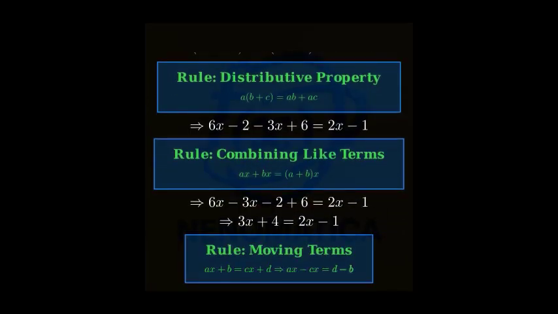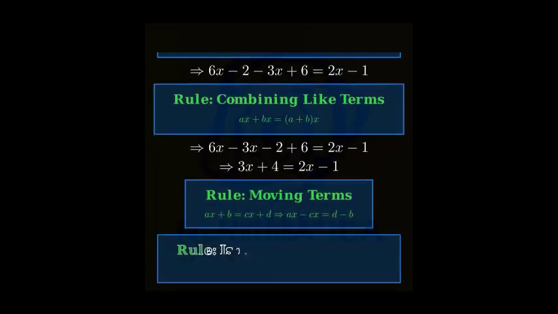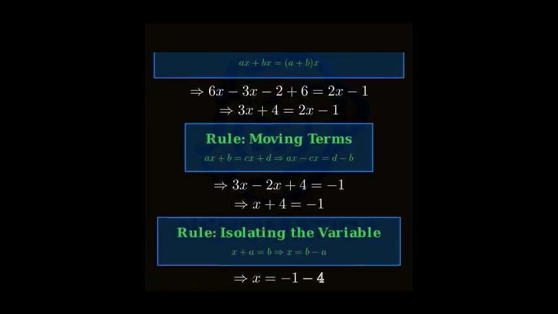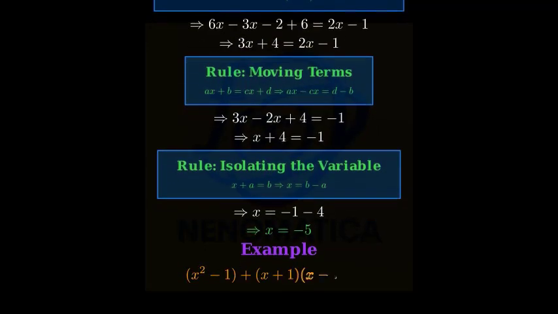Let's move on to our second example. We have the equation (x squared minus 1) plus (x plus 1) times (x minus 4) equals 0. First, let's recognize that x squared minus 1 can be factored as (x minus 1) times (x plus 1).